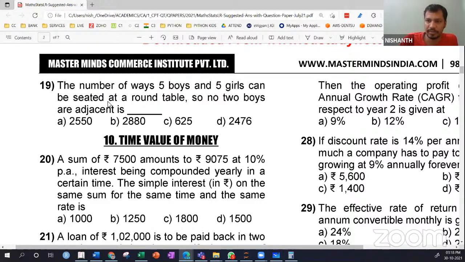Number of ways in which 5 boys, 5 girls can be seated so that no 2 boys are adjacent to each other. Sir, option B. Option B. So 2 boys cannot sit together, that is what they're telling. Which means you need to place it like 1 boy, 1 girl, 1 boy, 1 girl.